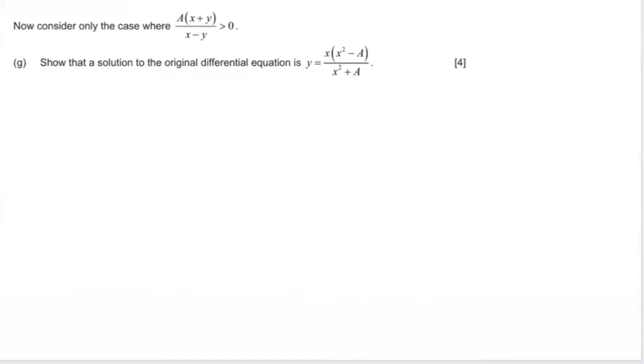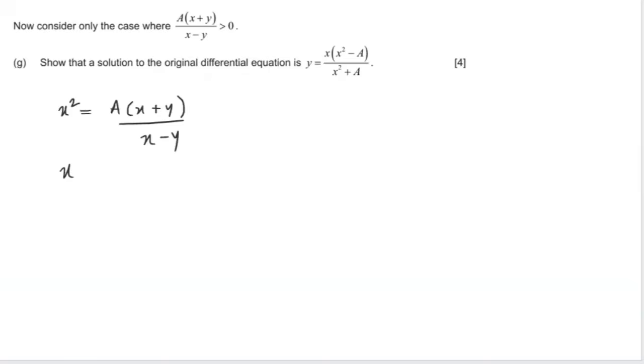Okay, so this is the last part. Now consider only the case where a times this, x plus y over x minus y, is greater than 0. Okay, so they're saying show that the solution to the original differential equation is this. So what was the solution from the previous part, which was x squared equals a times x plus y divided by x minus y, and there was a modulus sign over here. But since they are saying we only need to consider the case where a is greater than 0, I don't need this modulus sign anymore. Let's just maneuver this and see what happens.